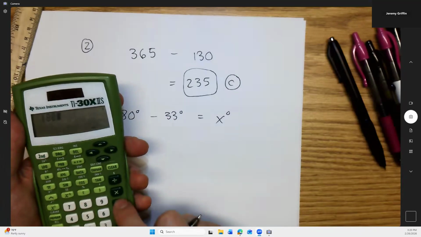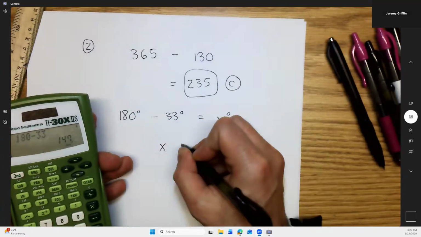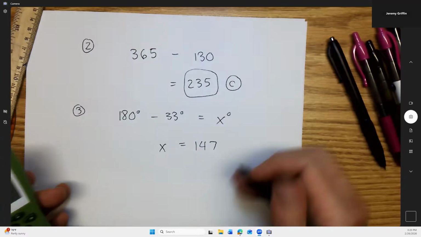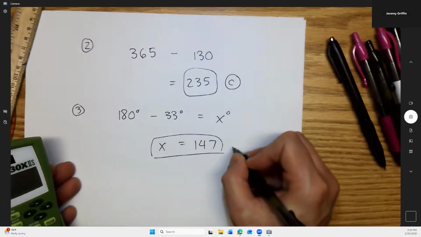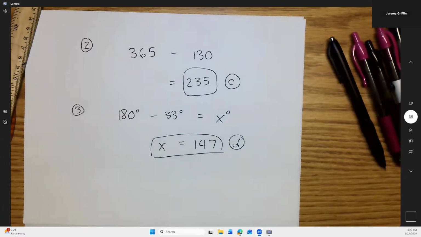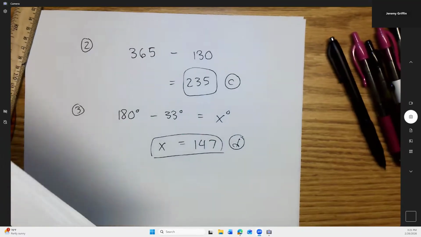So 180 minus 33, I'm looking at x is 147, and degrees should be 147. That looks like D. Number 3 is D. You guys got 3 is D?